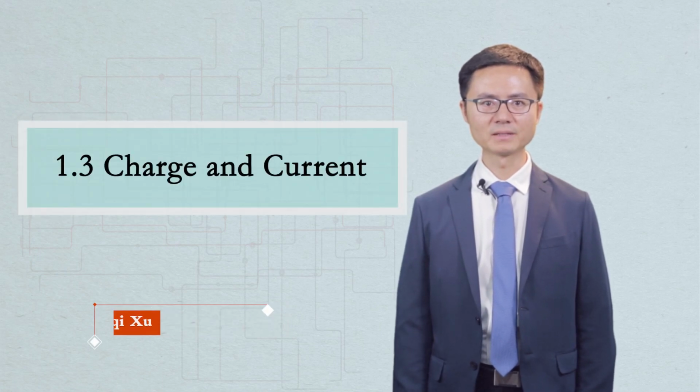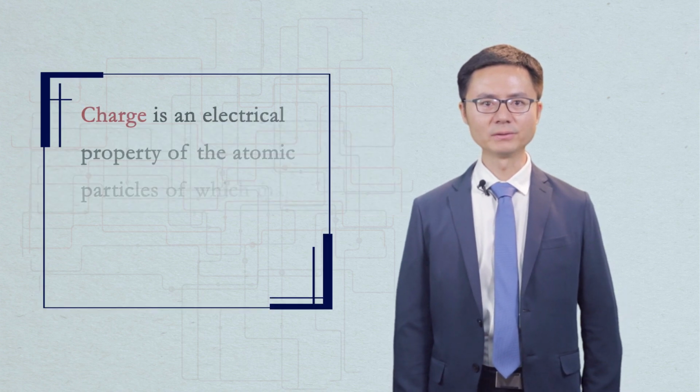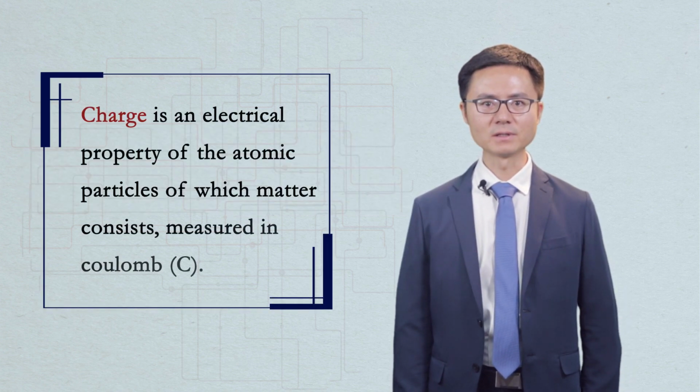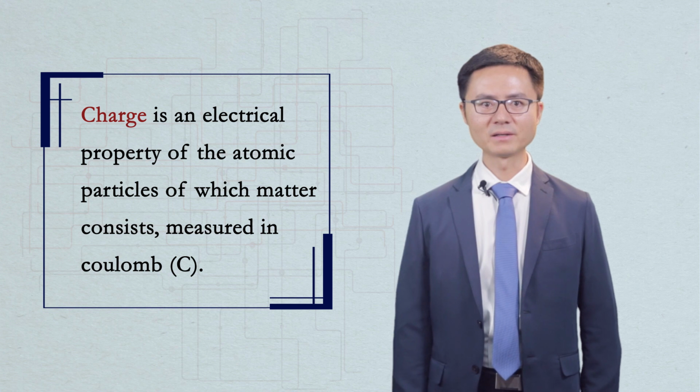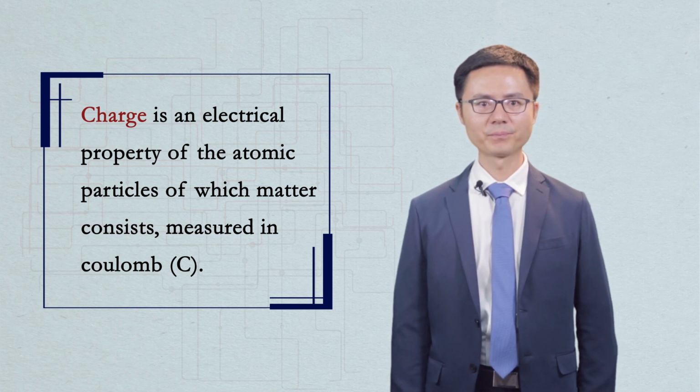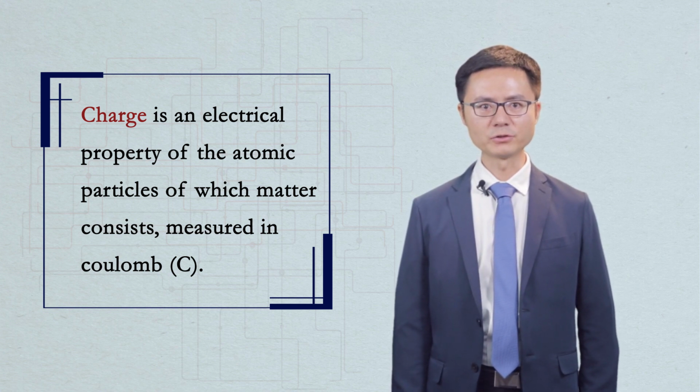Section 1.3 Charge and Current. What is charge? Charge is an electrical property of the atomic particles of which matter consists, measured in coulomb, C for short. About charge, you should know three things. The first one is the coulomb is a large unit for charges.